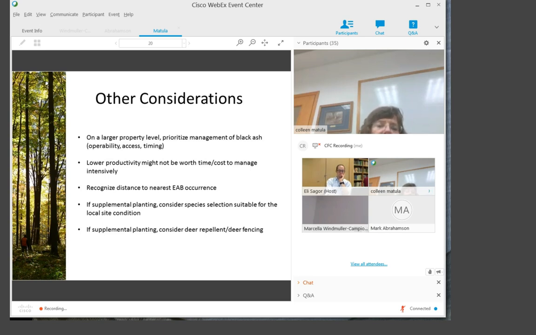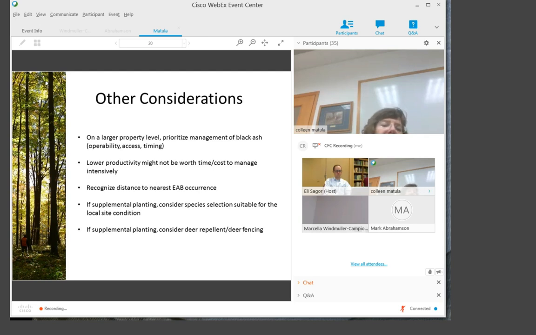On a grander scale, when you're looking at a larger property and how much ash you have across the county or in your property that you're managing, you want to think about the operability and access to these areas, and the timing if you're going to manage black ash. Maybe the lower productivity sites might not be worth managing when you're looking at the larger picture.